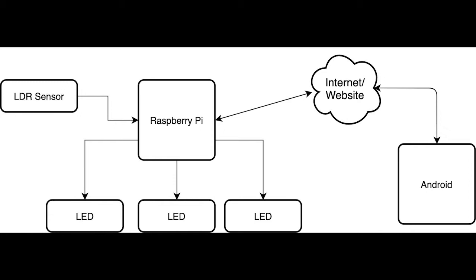Then, the Raspberry Pi will be connected to the internet or website, and the smartphone will access the website to control the lamp remotely. From Android, you can turn off or turn on all lights. Then, you can also turn off or turn on one of the lights. Okay, after I tell you how this works, now I will show you the simulations.